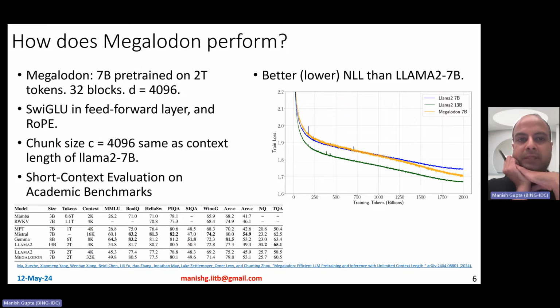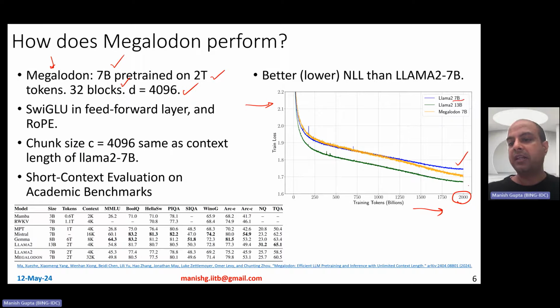Let's talk about how it performs. They train the Megalodon model on top of the Llama 2 architecture. So they use the same 7 billion parameter architecture with 32 blocks, transformer decoder, 2 trillion tokens for pre-training, and a dimension size of 4096. While training, on the x-axis is compute power, so how many training tokens. As you see, it's 2 trillion tokens. And they compare it with the Llama 2 7 billion model, as well as the 13 billion model.